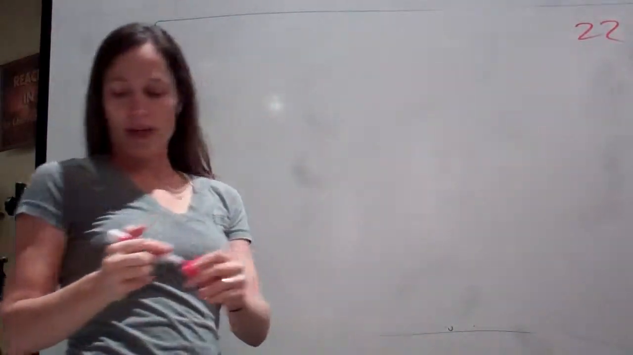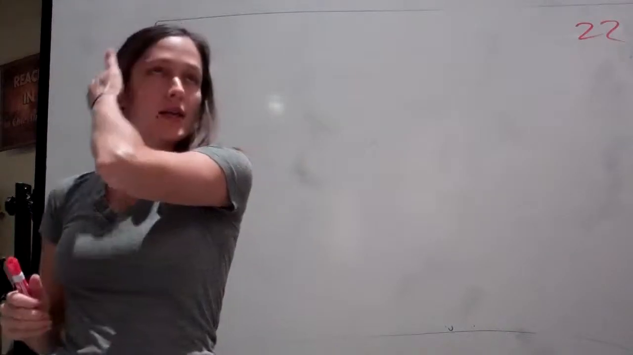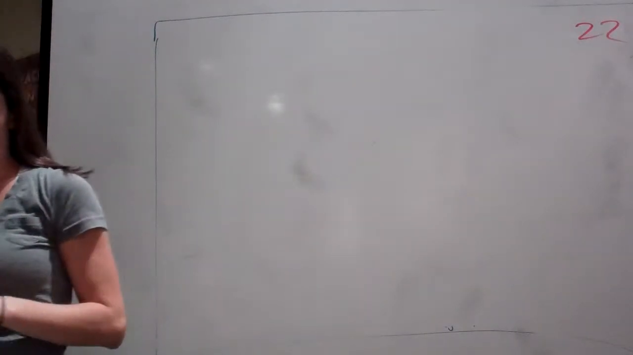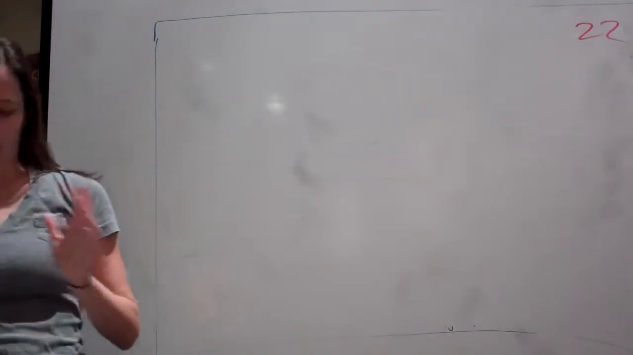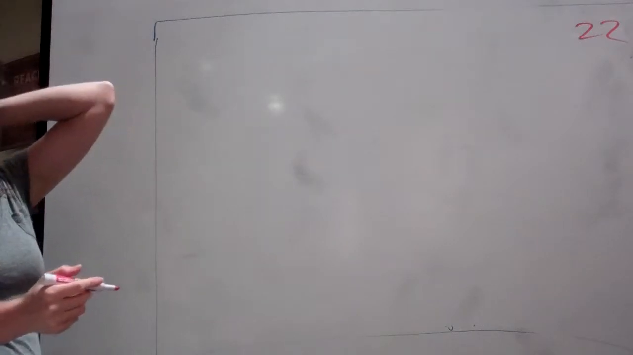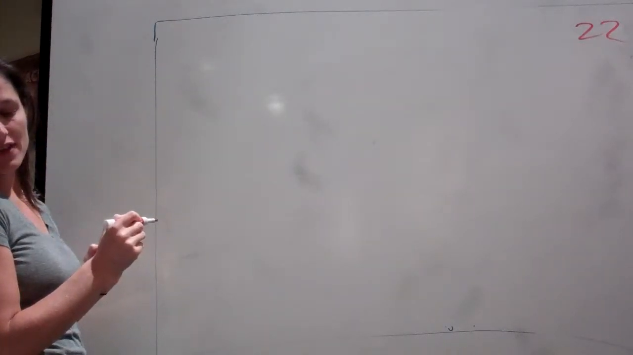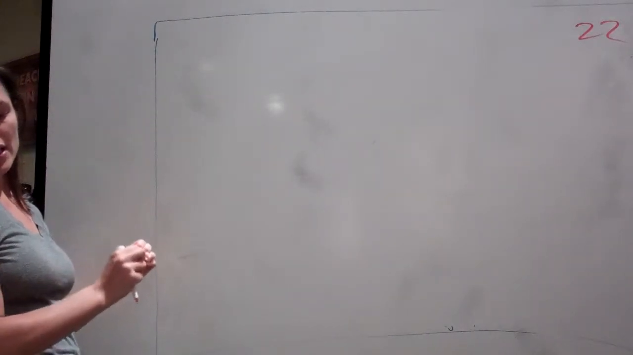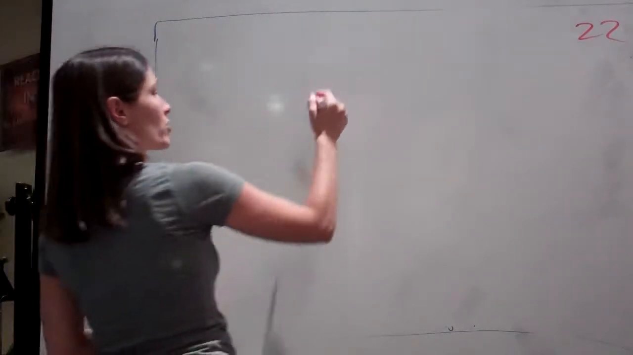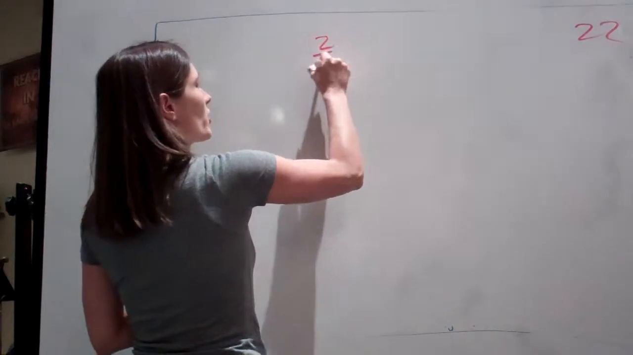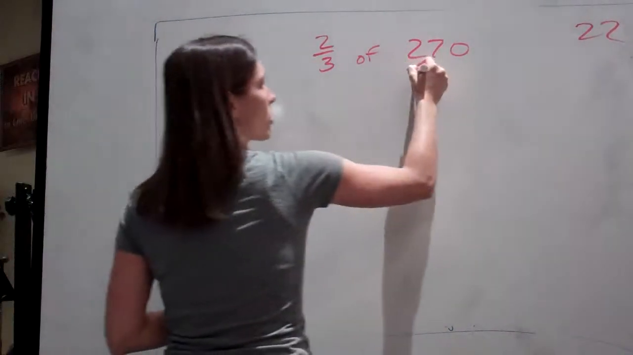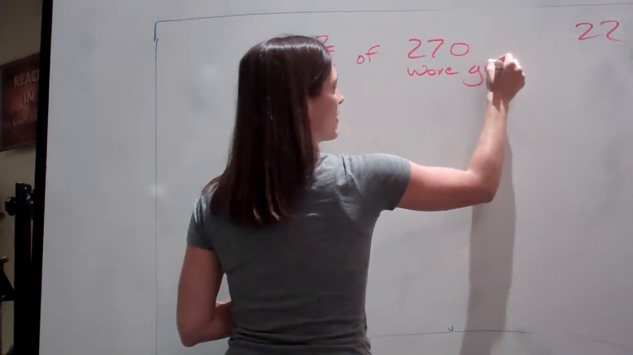All right, 22 is basically taking somewhat of a word problem and figuring out how many there are of a fraction of a group. For example, it tells me that 2/3 of the 270 fans wore green to the game. So how many wore green? Well, here's what we know. 2/3 of the 270 fans wore green.